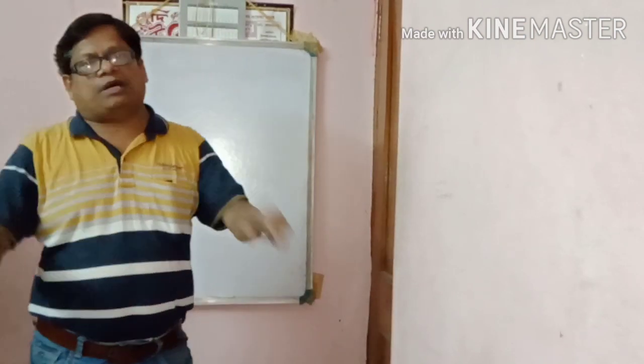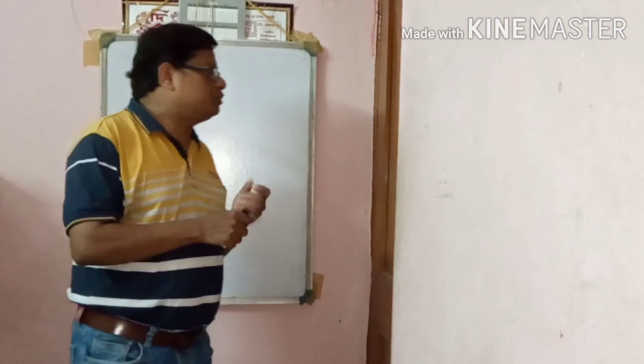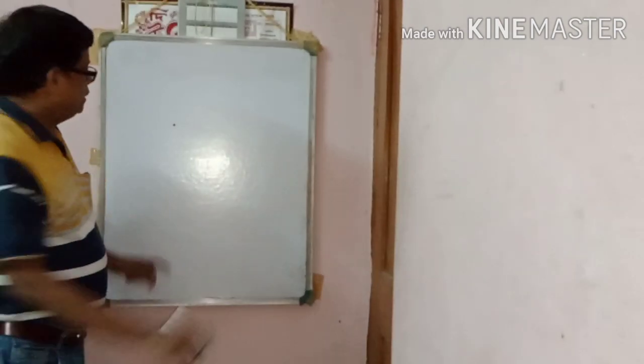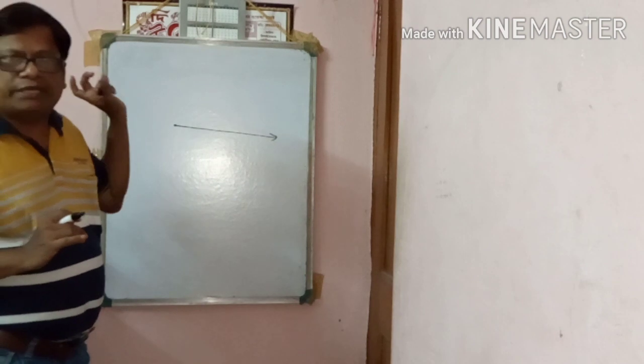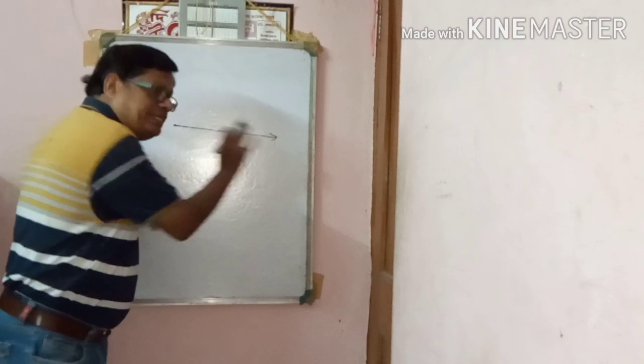Then what is the locus of the point? Locus means that with the help of a few conditions, a point moves. The path covered by the point is called its locus. Suppose, look here, a point is given here. The point is moved like this, in this way. If the point moves in a straight line, the locus is a straight line.